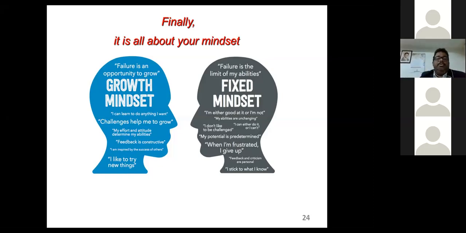And for everything, we need to have a growth mindset. Even for our own personal career, this growth mindset is very, very important, as a country, as a state, as a university, as an organization, as a department, and as an individual. Everywhere a growth mindset is the solution, and a fixed mindset, no.